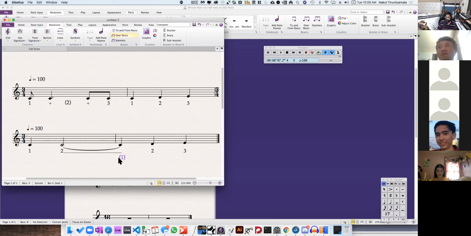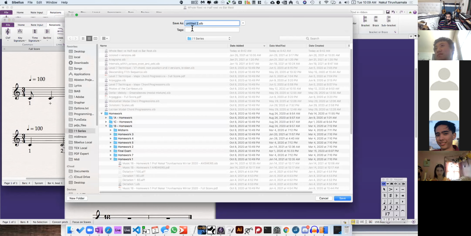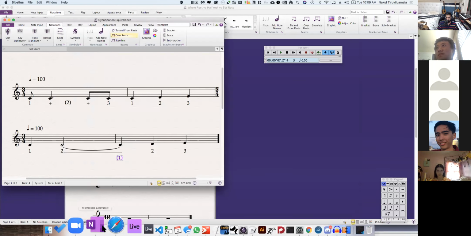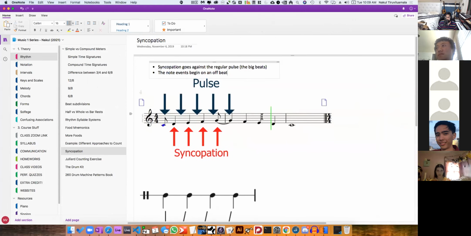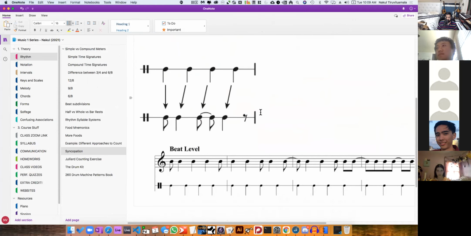This might be more conceptually and theoretically salient than practically salient, but I guess something to keep in mind. Let's see. Syncopation equivalence. I'm just going to save this just in case I ever need it again. Hopefully that makes sense. Hopefully I haven't confused you more than I didn't. But anyway, let's look at some practical examples.